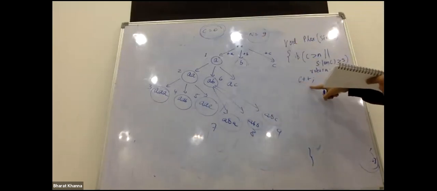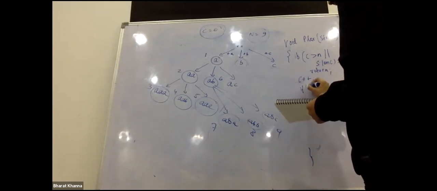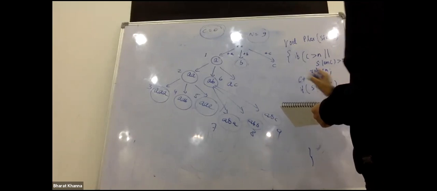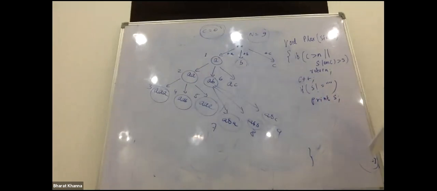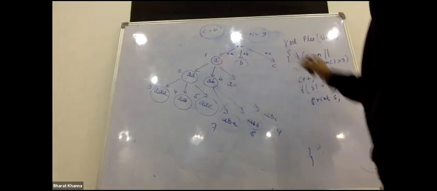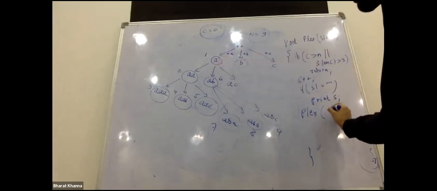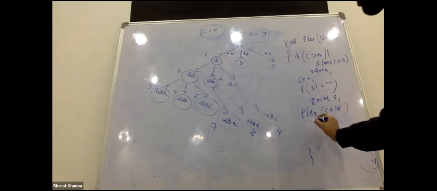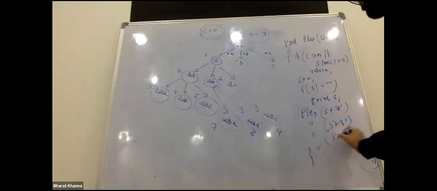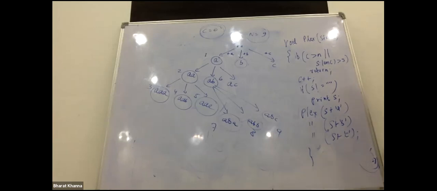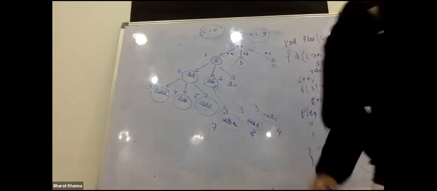Now I can increase my count, and then if my S is not empty, if this is not an empty string, in that case, I will choose to print this S. And then I'll make these function calls, which is print lexicographically for S plus A, print lexicographically for S plus B, print lexicographically for S plus C. So this simple enough code should be able to do this task for you.